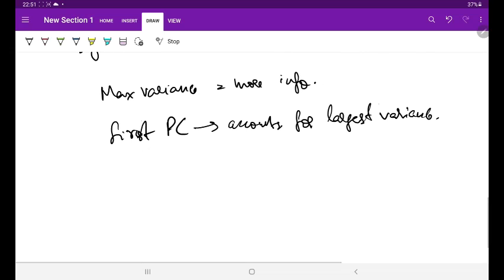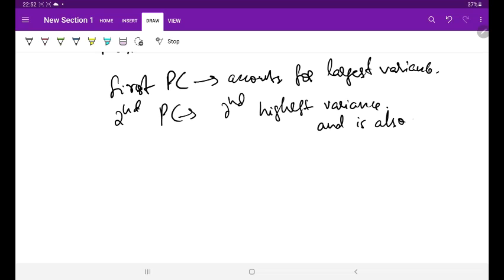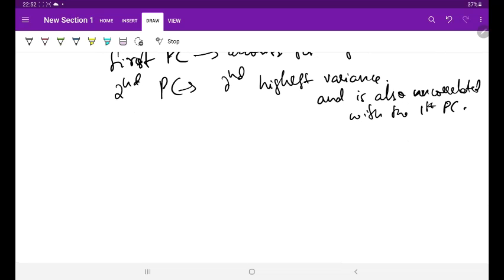Then the second principal component will have the second highest variance and is also uncorrelated with the first principal component, and so on. This continues until a total of P principal components have been calculated, which is equal to the original number of variables.